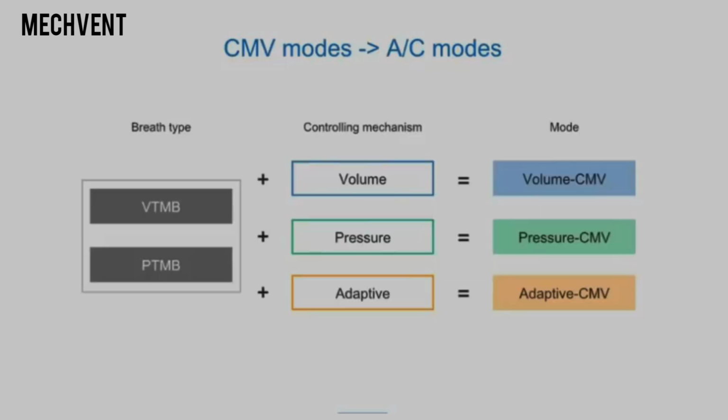Both VTMB and PTMB can be volume controlled or pressure controlled or adaptive controlled, forming 3 individual CMV modes: volume CMV, pressure CMV, and adaptive CMV. In a CMV mode, both VTMB and PTMB are always the same in controlling mechanism.